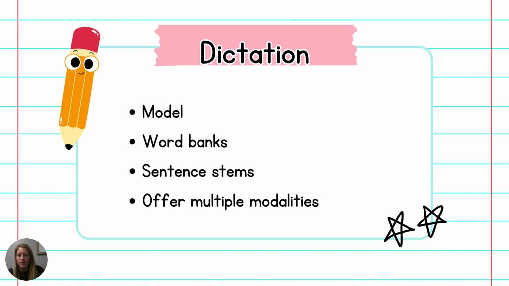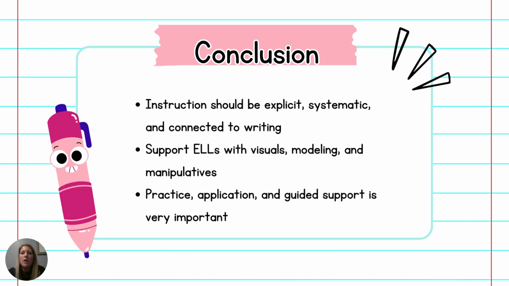And then next, our conclusion. So, to summarize, effective spelling instruction is systematic, it's explicit, and it's integrated with writing. So visuals, modeling, sentence stems, and adaptations for language variations support all learners. And so practicing and applying these strategies builds confident, capable writers. And when we have effective spelling instruction, we are empowering all students to become confident writers.